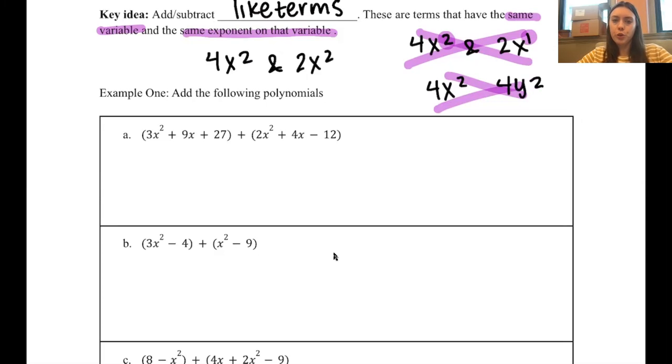So for this one, we'll drop the parentheses because it's just addition. And so we're going to add 3x squared plus 9x plus 27 with the polynomial 2x squared plus 4x minus 12. So we're adding two trinomials that are both quadratic. And so because it's addition, we can just drop the parentheses. They don't really do anything for us right now. So I'm just going to rewrite this whole expression without parentheses.